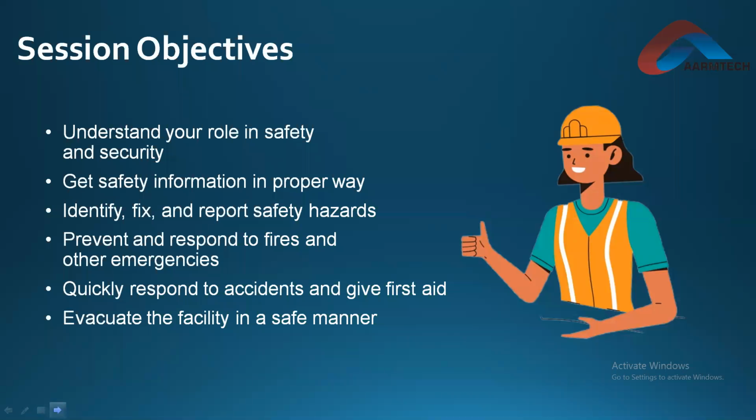Section objectives. What are the section objectives of safety orientation training? Understand your role in safety and security. By this training, we can understand the role in safety and security, can also get the information in a proper way, can identify, fix, and report safety hazards. And also, we can prevent and respond to fires and other emergencies.